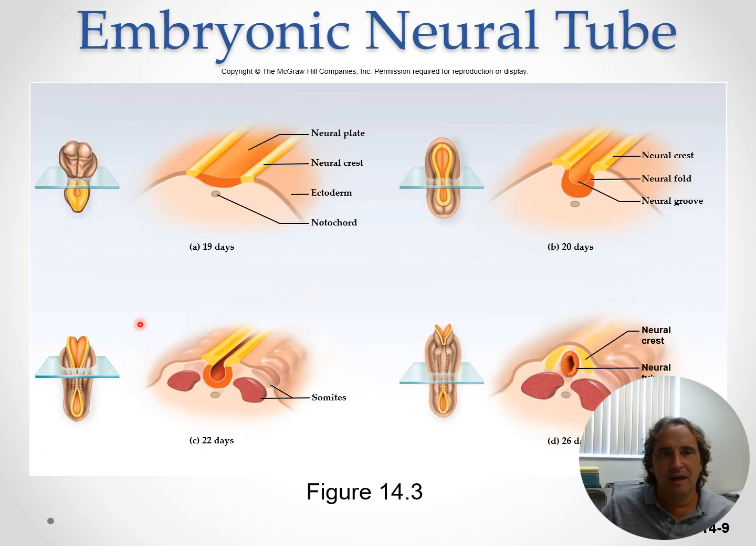We're going to start looking at the pictures of the neural tube just to show you how it moves down, and then it starts to make that neural tube, and then you can see how it starts to branch off into individual parts.